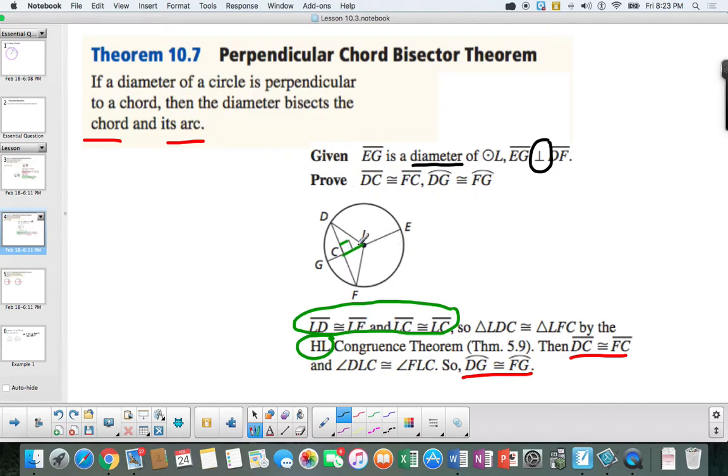So this is perpendicular, and then I draw the radii to create these triangles. I know this radius and this radius will be the same. I know they're going to share this side right here. So the triangles are going to be congruent by HL. Once the triangles are congruent, I know that this side right here is congruent to this side by CPCTC. I also know that this angle is congruent to this angle, which forces this arc right here to be congruent to this arc right here. And that's my last piece right there.